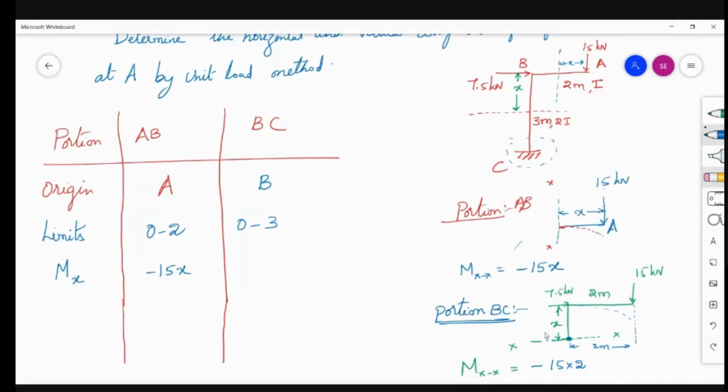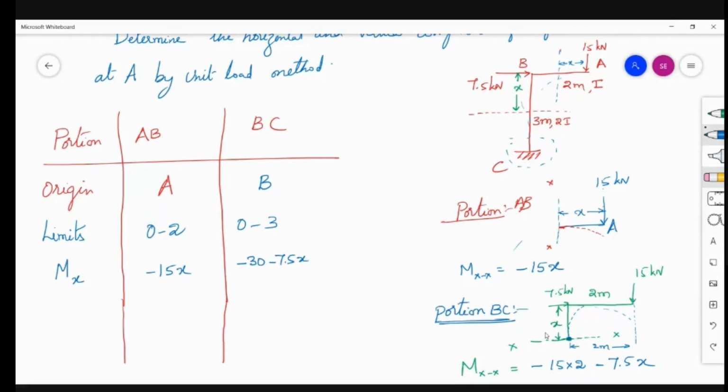This 7.5 is trying to give a moment like this. It is trying to move the line like this. If the frame is going outward, this is called outward, and if the frame is coming towards, that is called inward. I will tell you once again. This is considered hogging only, that is negative. What is this one? 7.5 into x. Now what is the moment here? Minus 30 minus 7.5 x.